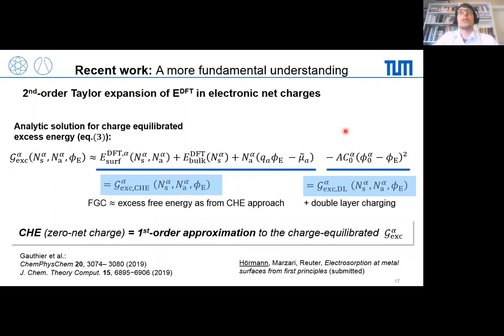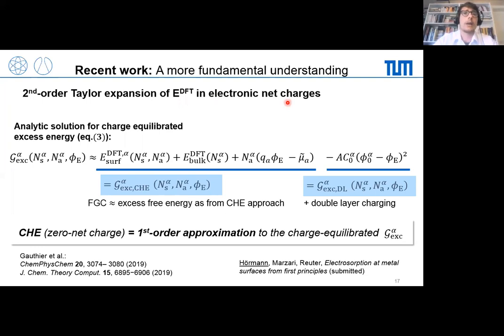But more recently, we have tried to get even more insights on a more abstract level. What is it actually that is significantly different in these fully grand canonical calculations, and can we make some predictions about when they are really relevant, or when we expect relevant differences between CHE calculations and fully grand canonical calculations? For this, we looked in essence at a second order Taylor expansion of the DFT energy, of our interface energy, as a function of the electronic surface charges.